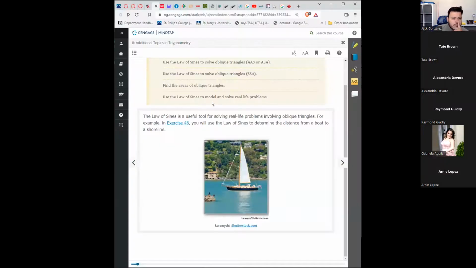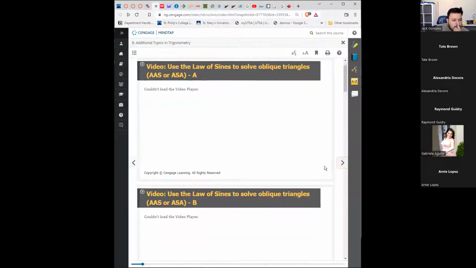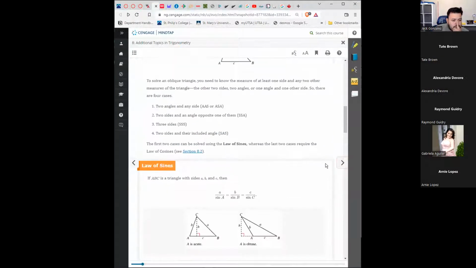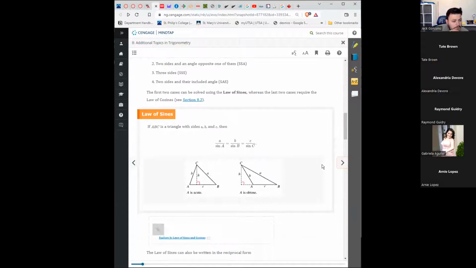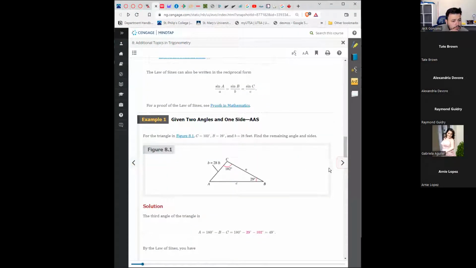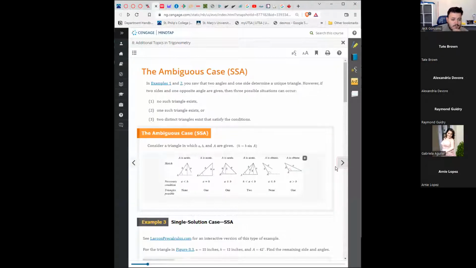Oh, this is your textbook. Let me find the example where you have two triangles. There's videos in here too. I'm sure you already know that. Okay, where is it? Given two angles, that's case one, the easier one. We did two of those.